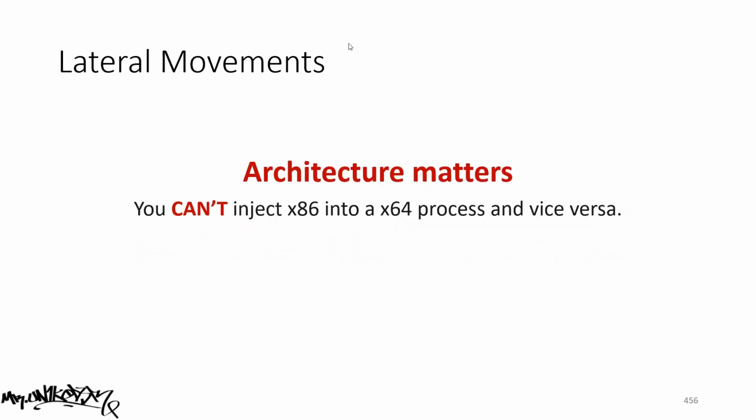Architecture matters. You can't inject x86 into x64 and vice versa. This is something important. I'd say that probably 90% of the time that someone's like, hey, I used your payload generator internally and it doesn't work, I ask, did you check the architecture? And the answer is always no, and this is the cause of it. So they're trying to run 64-bit shellcode inside of a 32-bit process and vice versa. This is happening all the time.